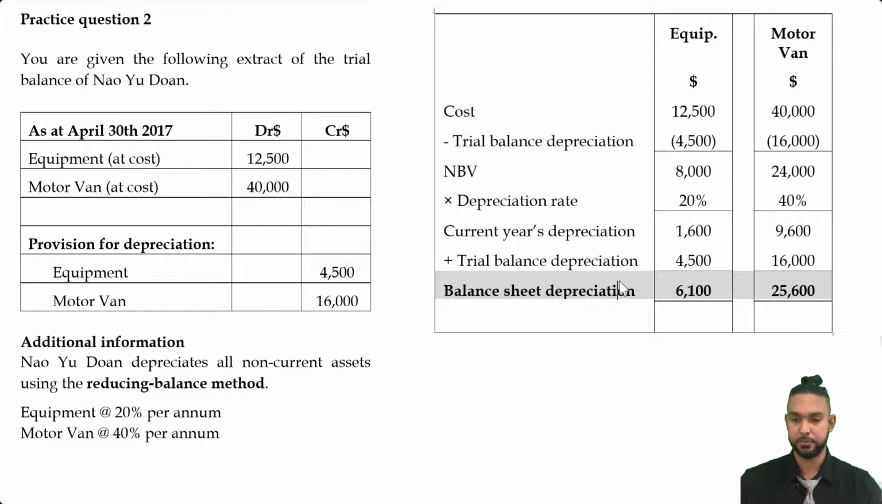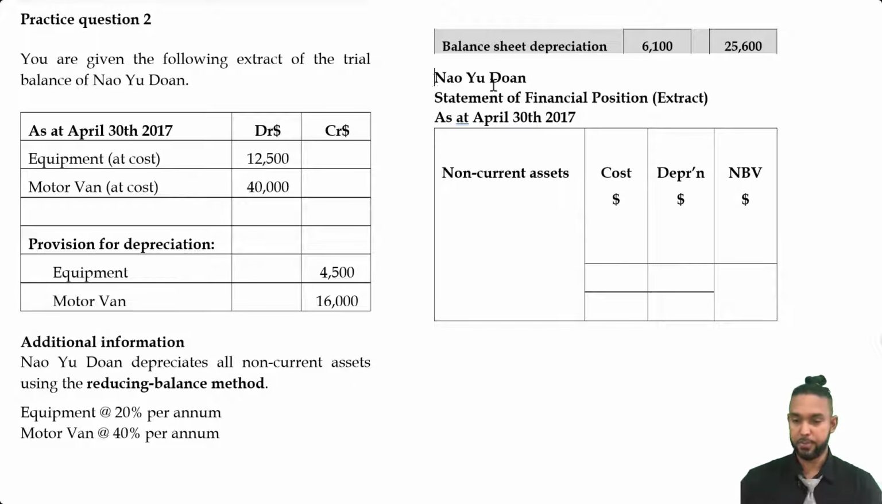So let's take a look at that. Okay, so it's already properly headed up. Now you have the statement of financial position extract as at April 30th. So everything's properly headed up: the subsection, the section heading, the column headings, etc. So we have two assets that we're dealing with, equipment and motor van.